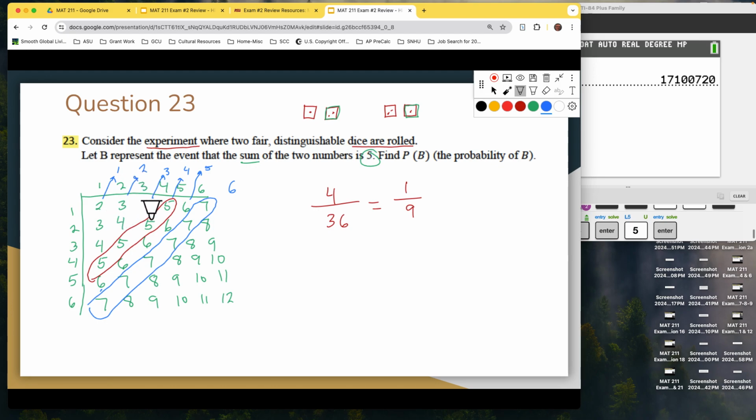And so these you could just ask, okay, how many ways are there to get a 2? Subtract 1, you get that. How many ways to get a 5? 5 minus 1 is 4. How many ways to get a 7? 7 minus 1 is 6. And then the other side is a reflection of what's going on.